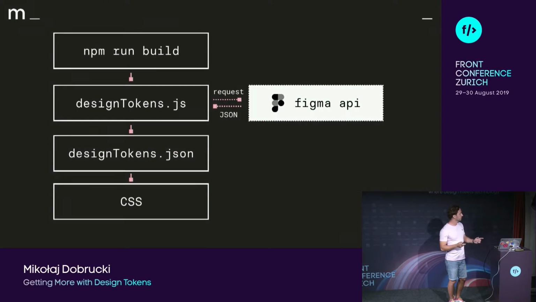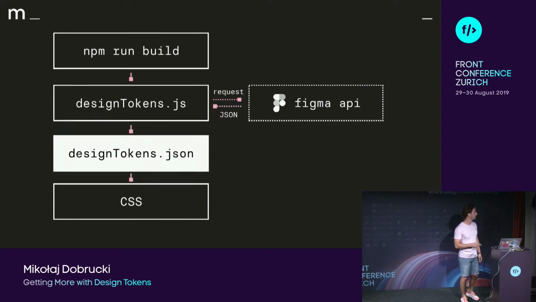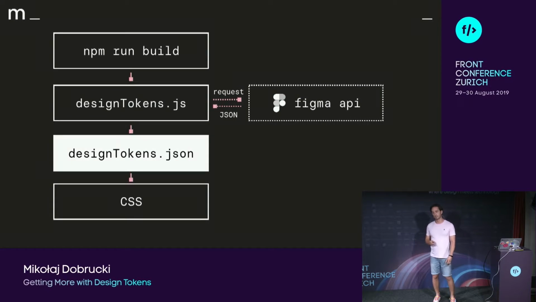So then what's the next step? It looks kind of like that. That's the response from the Figma API. And it's basically the representation of your design file. And there's a lot of clutter in it, a lot of stuff you completely don't need. So we run this through a few custom functions. And eventually, we write our result into a designtokens.json file. And those are our actual design tokens.